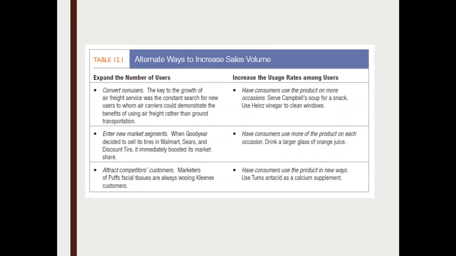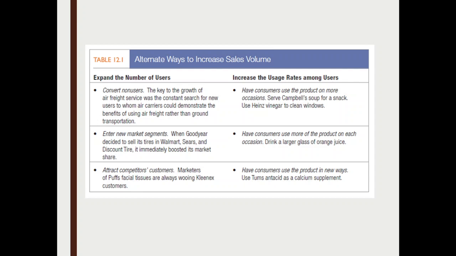Now, there's an example given there, which is Tums antacid as a calcium supplement. So it's an antacid, something like your pantoprazole or anything which is used for gastritis, but they are saying it is used as a calcium supplement. I don't know how they managed to do that, but the idea is different brands can increase usage rates, make them use it multiple times.